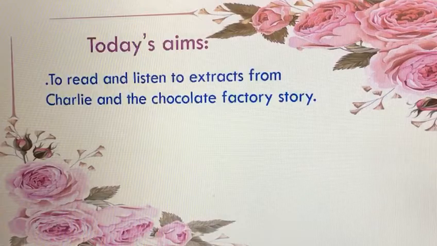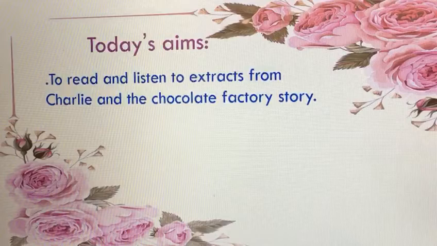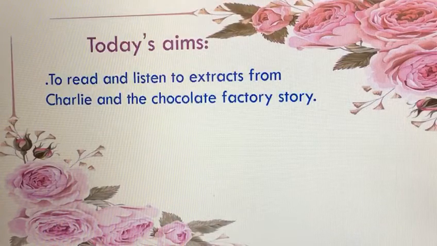Number 1, talk about it. Would you like to visit a chocolate or sweet factory? What do you think it would be like inside? Do you remember the stages of making a chocolate that we studied in the previous lesson? Last lesson? Okay, I think you have thought about the answers.